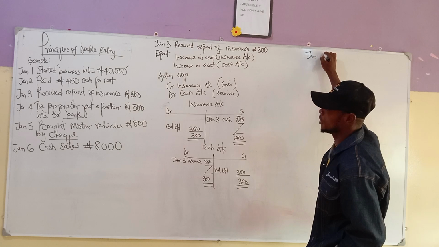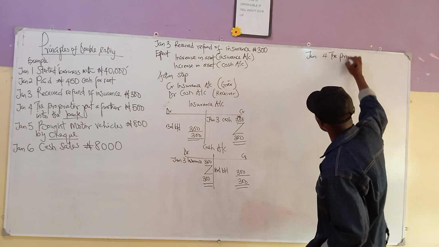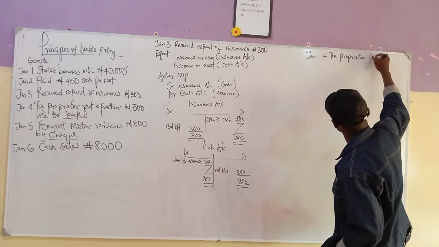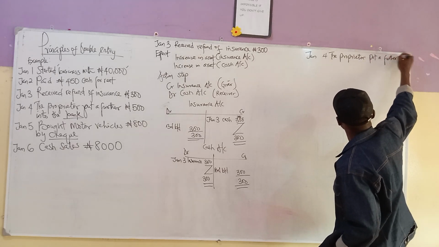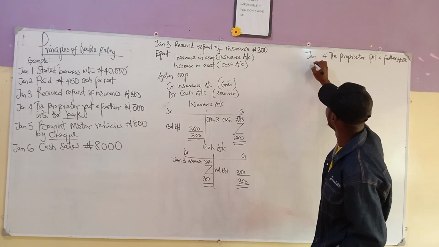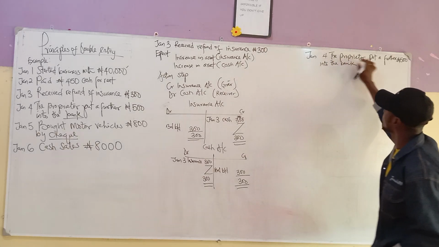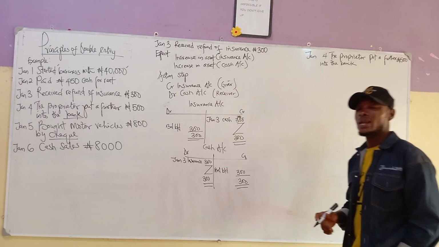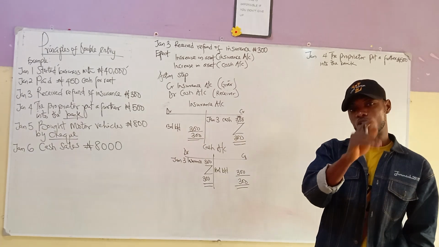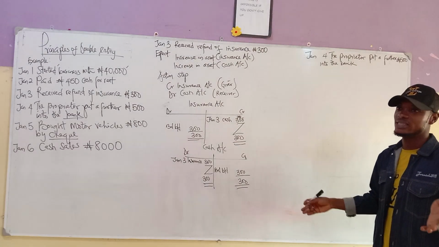Say we have January 4th. Now this looks a little bit technical, but very easy. The proprietor puts a further 500 into the bank. Now, when the proprietor puts a further amount, what does that entail? Think. Alright, I don't know what you guessed, but the actual answer is capital.